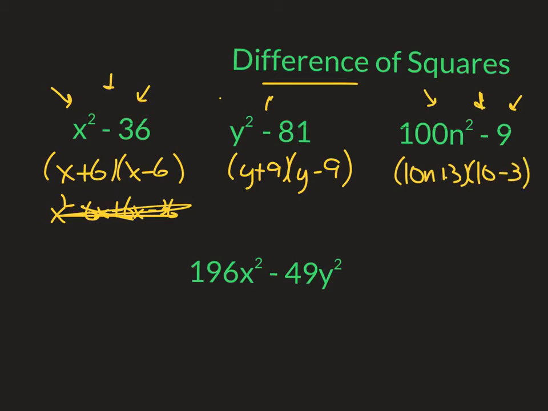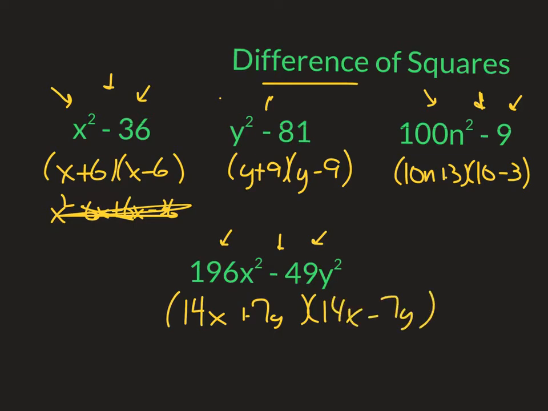This is a little tougher down here, but there's a minus sign. Believe it or not, 196 is a perfect square. 49 is a perfect square. And if you're not sure about 196, take your calculator, punch in the square root of 196 and see if it comes out even. And it does. The square root of 196 is 14. So it's 14x plus 7y and 14x minus 7y. That's not completely factored, but we'll get to that on the last slide.